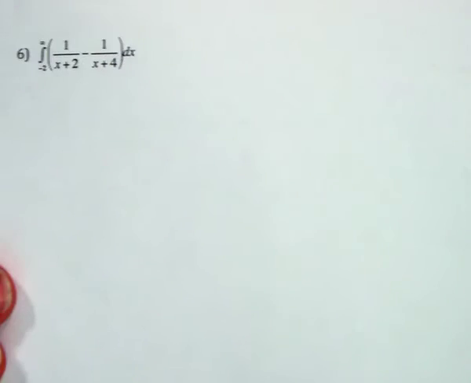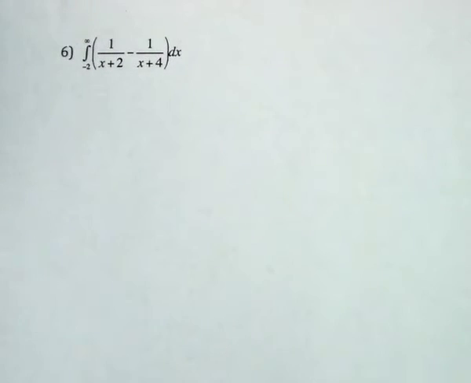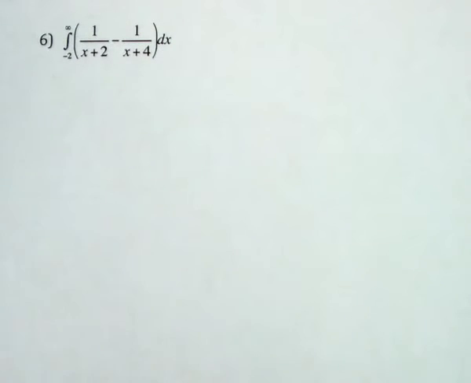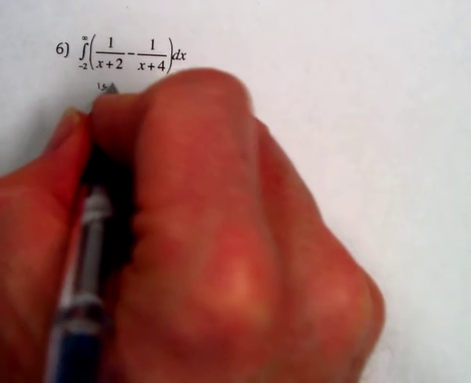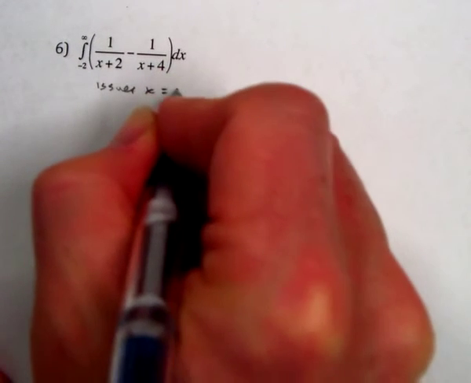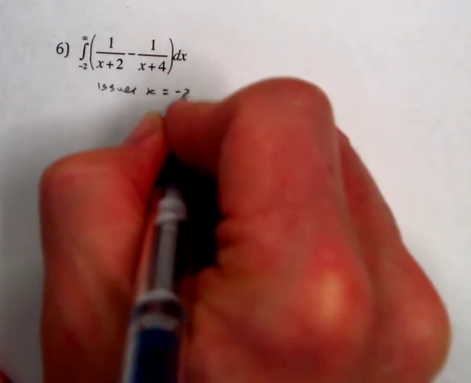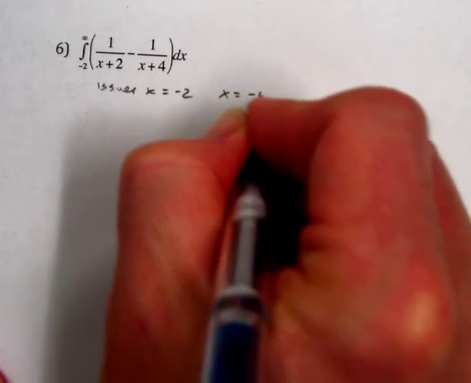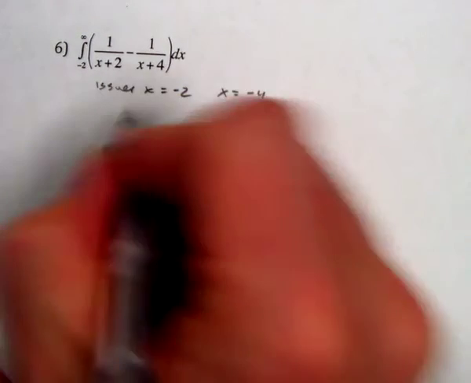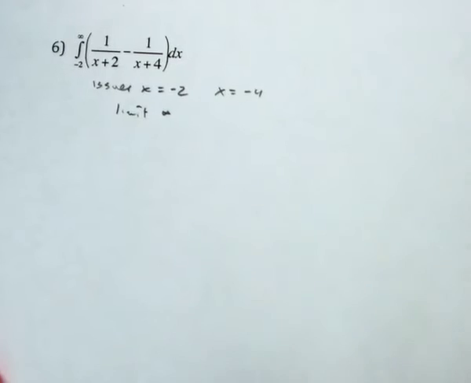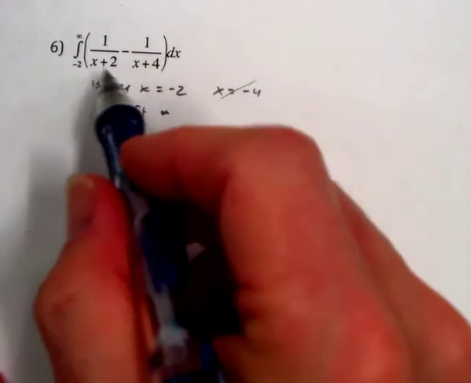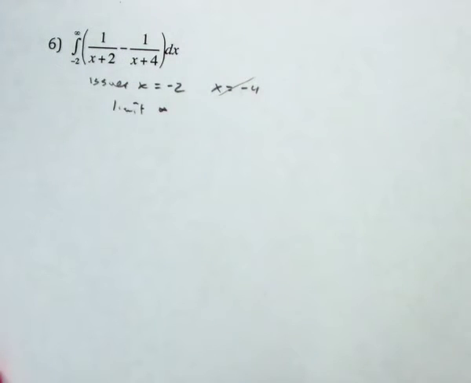On this one it's a little bit different in that we have this subtraction going on here, and we need to find all the issues. So the issues are that x cannot equal, or is at, x equals negative 2, x equals negative 4, and a limit of infinity. But x equals negative 4 is not inside the limits that we have here.